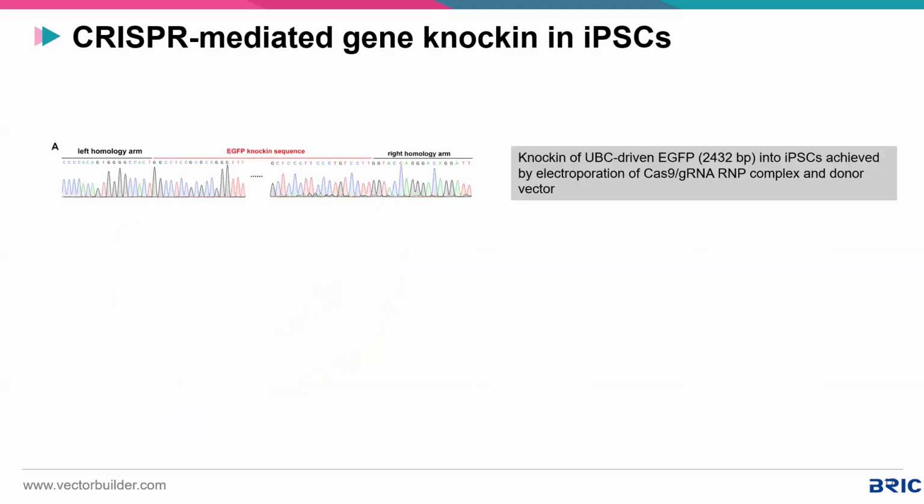So here is an example of using the RNP system to introduce EGFP, knocking in EGFP in iPSCs. So a very similar method of what I have shown you before of using a Cas9 and gRNA RNP complex. And in addition to that, we've used a donor vector, which contains the GFP to knock in into the sequence.